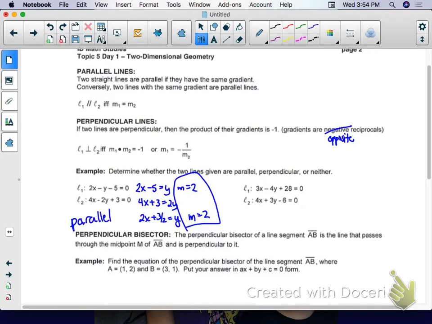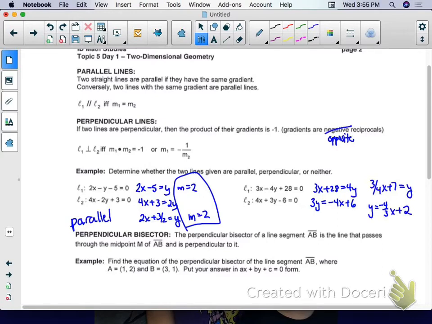Okay. On the other side, 3x plus 28 is equal to 4y. Divide everything by 4, I get 3/4 x plus 7 is equal to y. So my slope is going to be 3/4. Over here, in this case, my y is positive where it is, so I'm going to move the other stuff to the other side. So 3y is equal to -4x plus 6. Divide everything by 3, I get y is equal to -4/3 x plus 2.